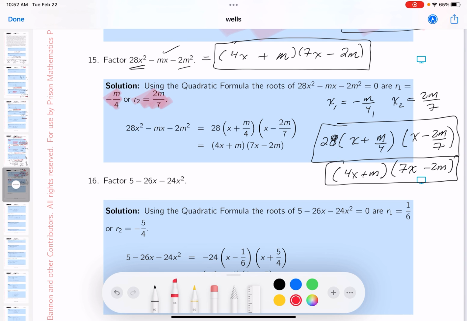Are we getting the same answers? 4x plus m, 7x minus 2m, and we're also getting this one over here, right? All of them are fine by me. They have a box on it. They're all good to go.